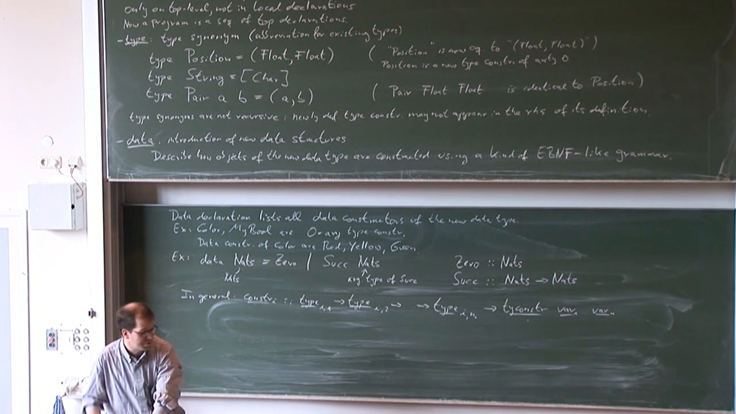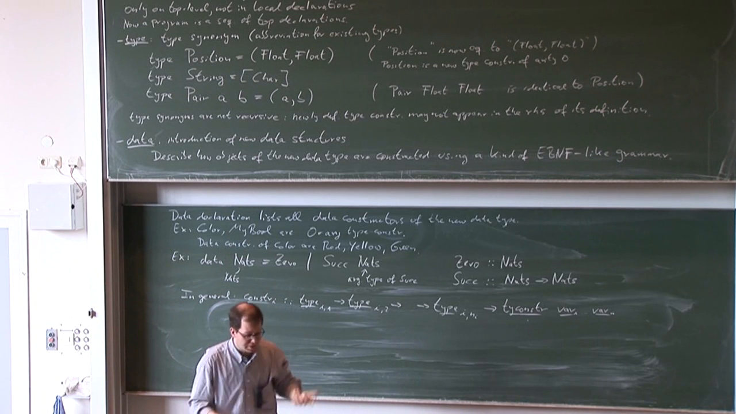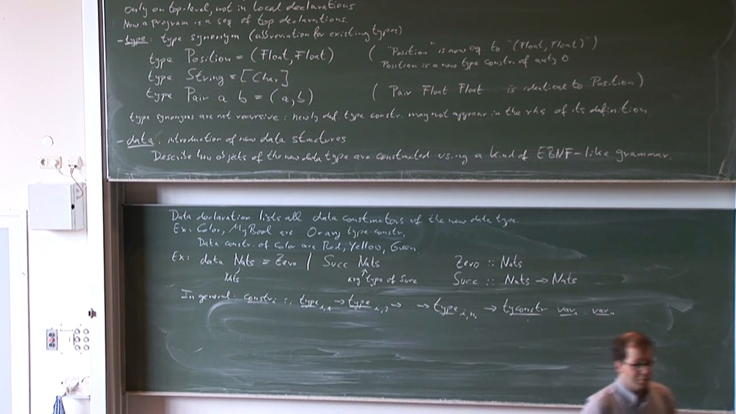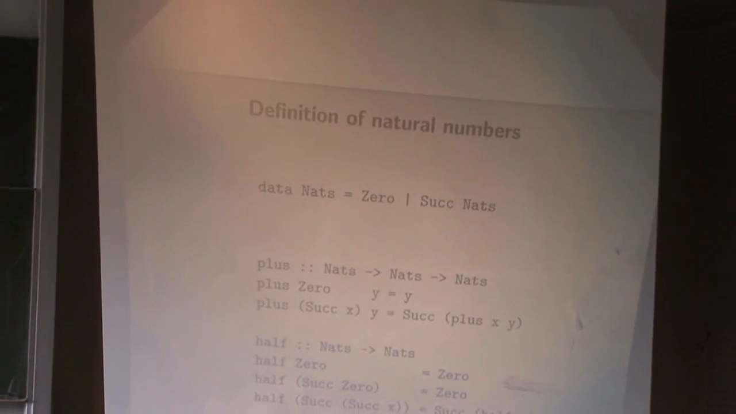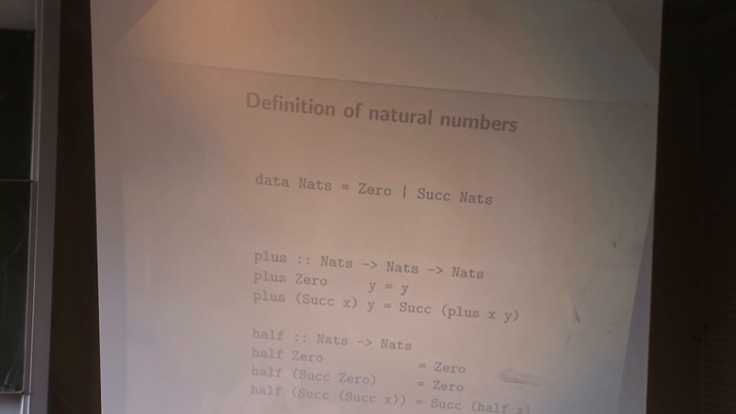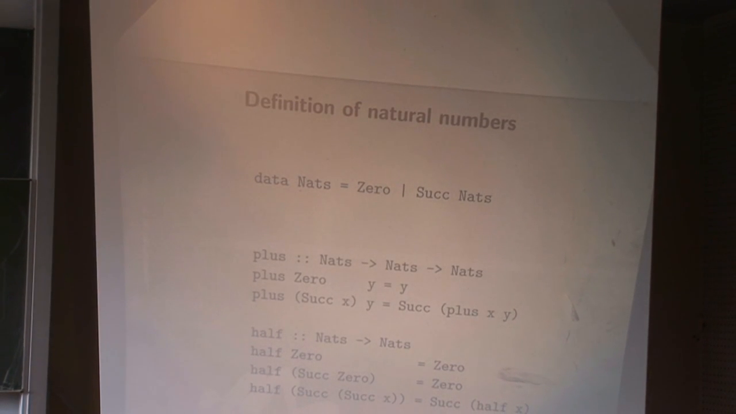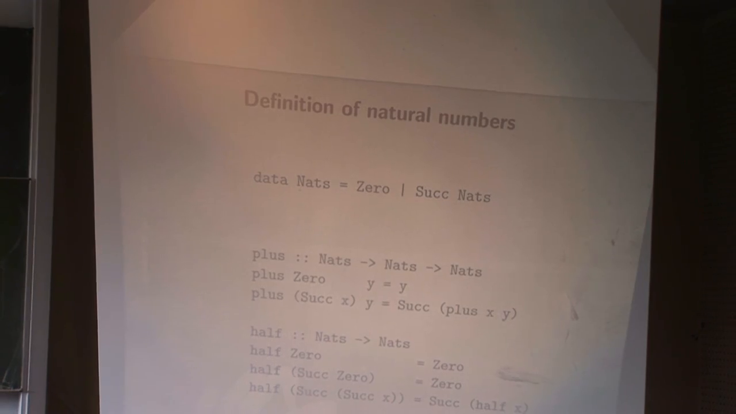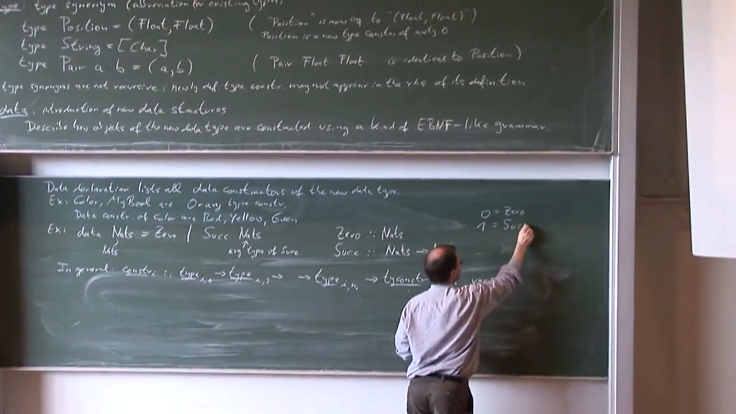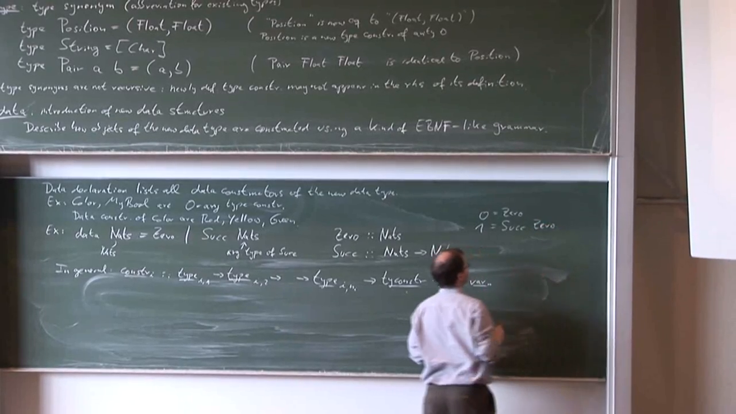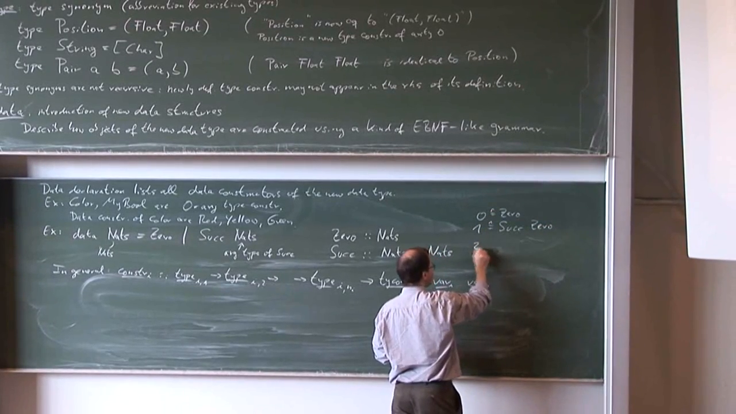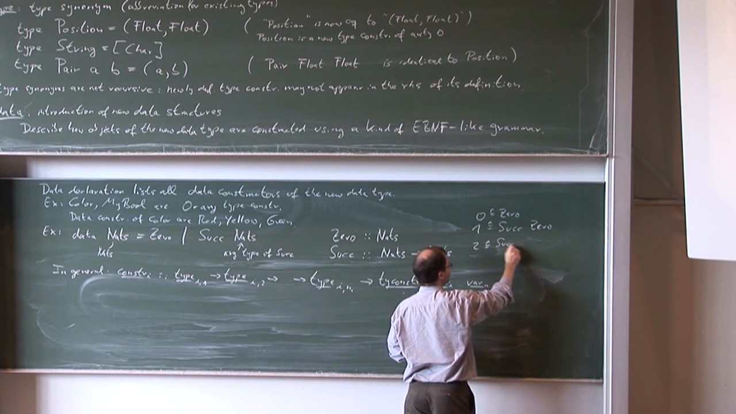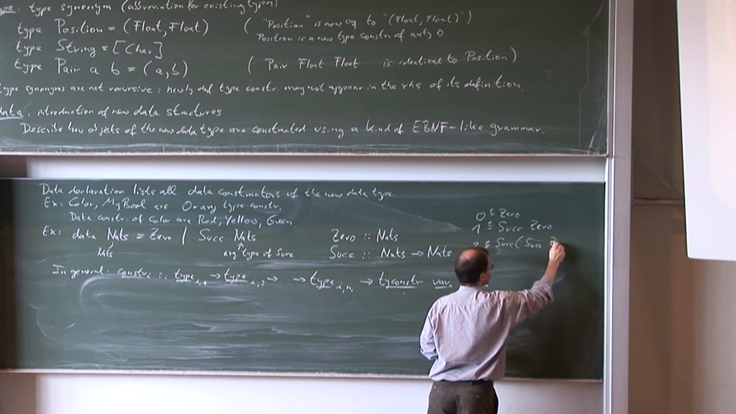Now, how can you use something like this to represent interesting data structures like natural numbers? Well, the idea would be the following. If we want to deal with natural numbers, we can use the following representation. To represent the number 0, we use the term 0. To represent the number 1, we use the term suc of 0, so the successor of 0. To represent the number 2, we use the term suc of suc of 0, and so on.